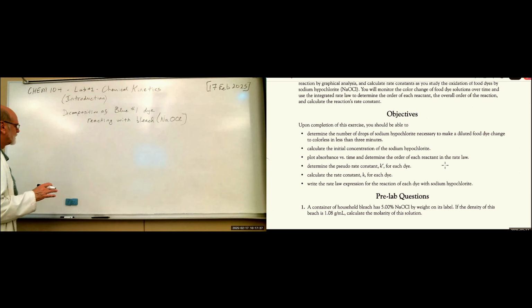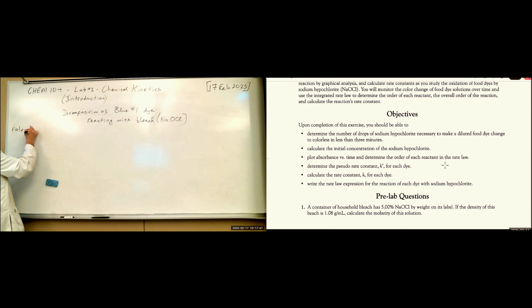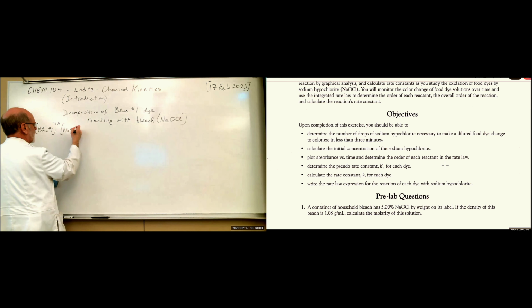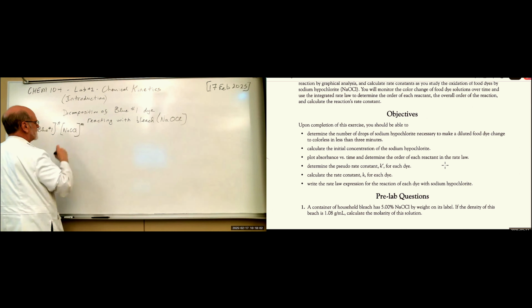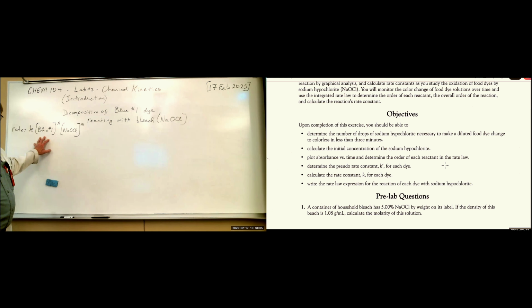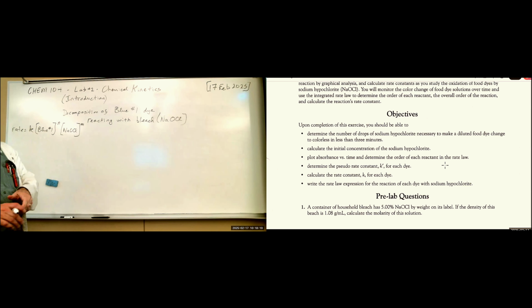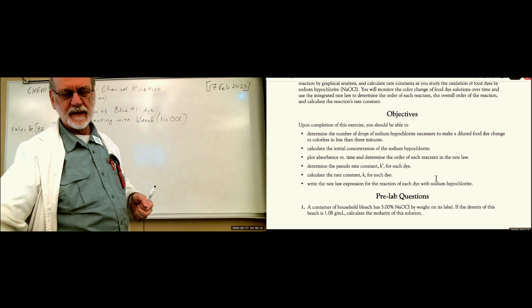Our objective is to determine the rate law. The rate is equal to some value K times blue number 1 to its order and sodium hypochlorite to its order. That's our objective. We want to find out this value, that value, and this value.